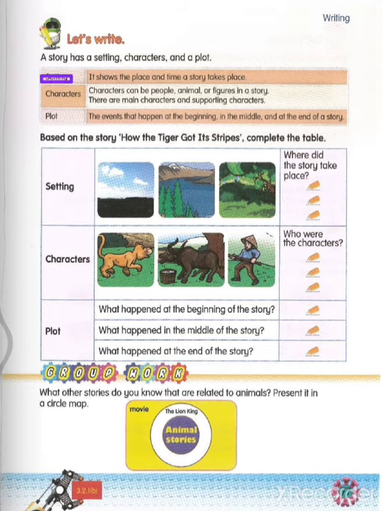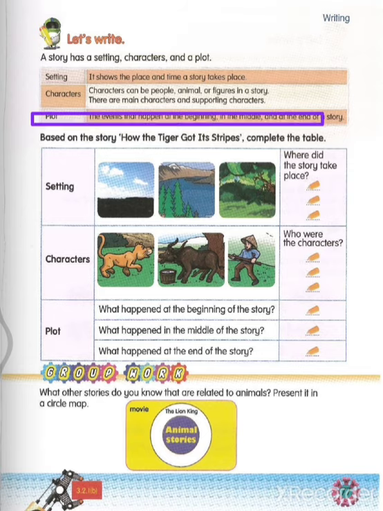Now, look at the characters. Characters are the people, animals, and figures in a story. There are main characters and supporting characters. Okay, those are characters. Now, plot.